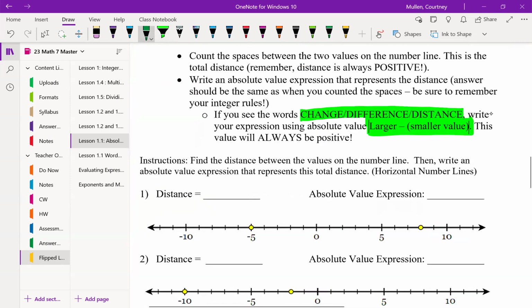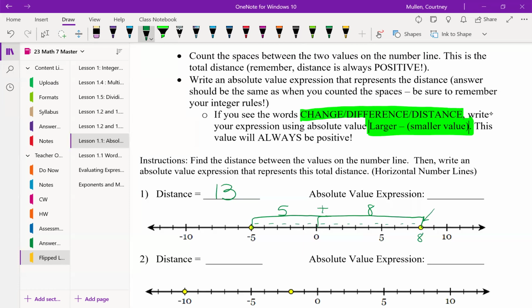So we have these two values. We have -5. What's this other yellow dot here? Well, this is 5, 6, 7, so this is 8. So first I could count the spaces, right? 1, 2, 3, 4, 5, 6, 7, 8, 9, 10, 11, 12, 13. So the distance between -5 and 8 is 13 units. Right? As we can see, 8 is 8 units from 0, and -5 is 5 units from 0. So if we add them together, we have 13.